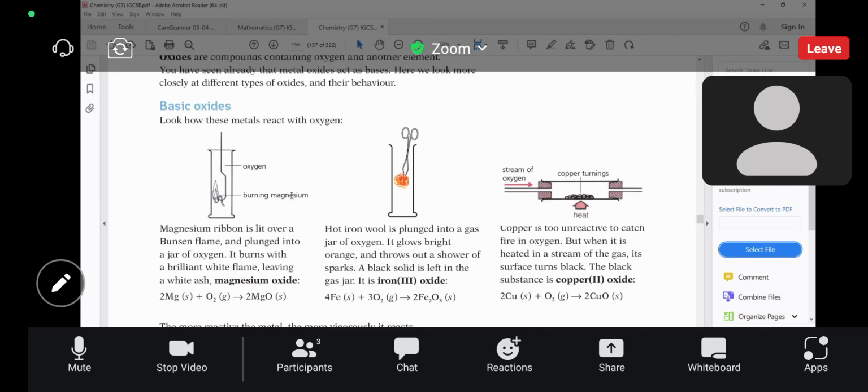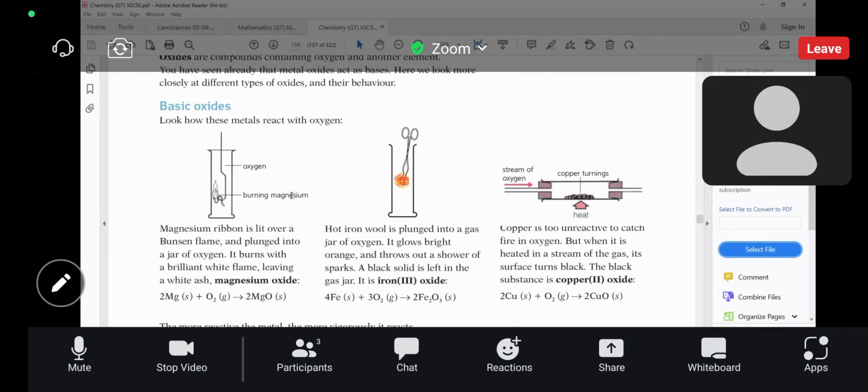So the chemical equation is magnesium solid plus oxygen. Why do we put oxygen? Here magnesium reacts with oxygen. If you burn something, it means you make something react with oxygen. That is called burning. Without oxygen, you can't burn anything. So in chemistry, if you burn something, it indirectly means you are reacting with oxygen.